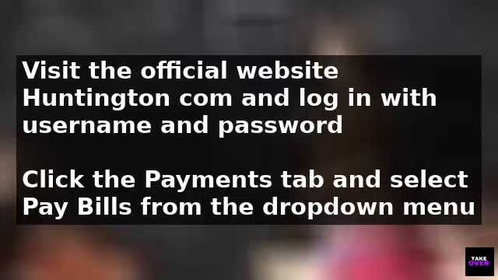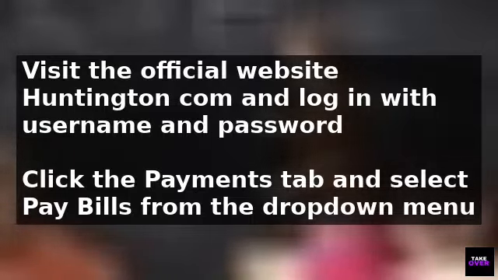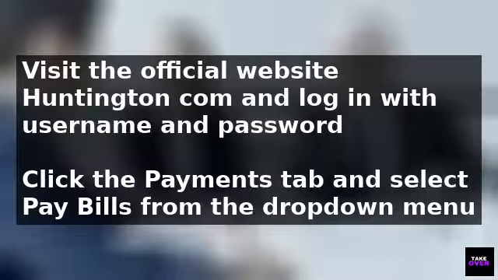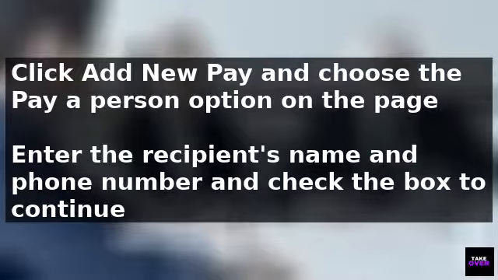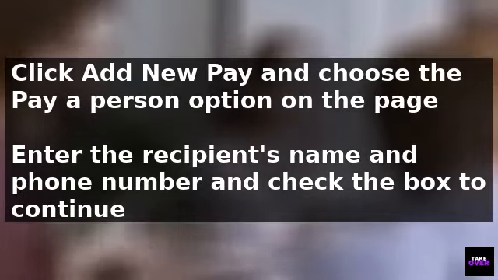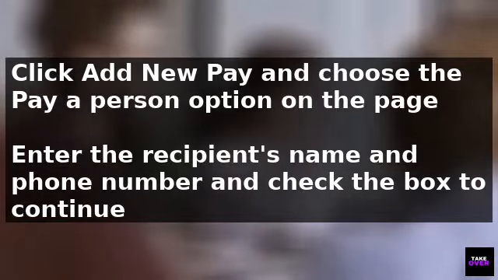To pay a person using Huntington's Bill Pay, start by visiting the official website, huntington.com, and log in by entering your username and password. Once logged in, click on the Payments tab located in the upper corner. Then select Pay Bills from the drop-down menu. On the Bill Pay page, click Add New Pay and choose the Pay a Person option.